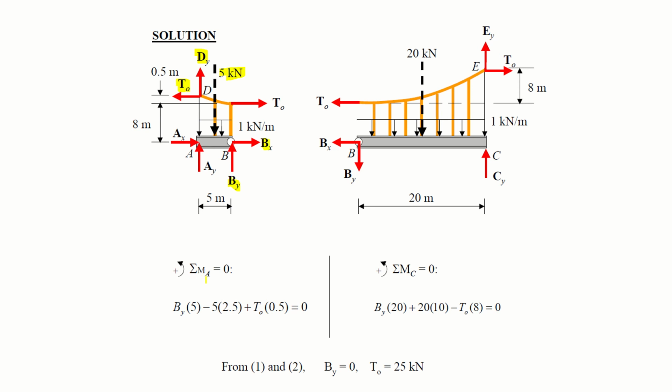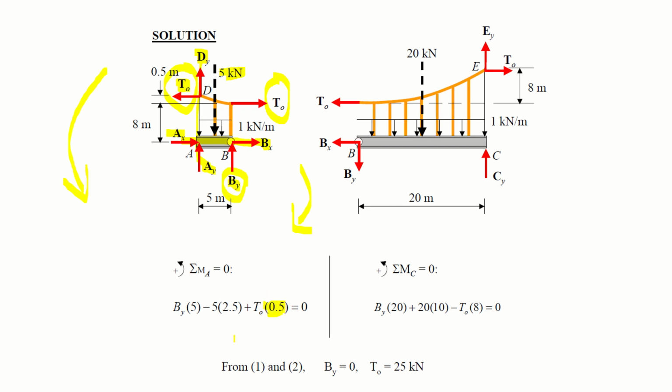Now taking summation of moments at A equals to 0. So when you take moment at A, your Ay is multiplied by 0, Ax is 0, Bx is 0 since it is passing through point A, your Dy is 0 since it is passing through point A. So what you are left with is this By and this T naught. And if you remember from the previous example, this T naught will have different effects. For example, this 0.5 and this 8. So this 8 will act clockwise, and this 8.5 will act counterclockwise. So this will cancel out from this, and we will be left with 0.5 in the clockwise or counterclockwise direction.